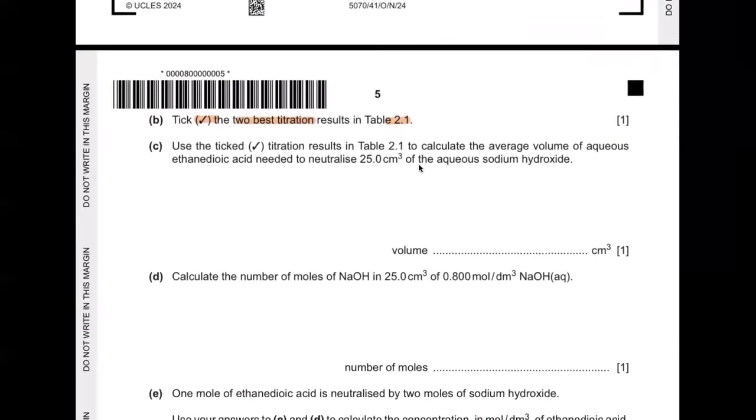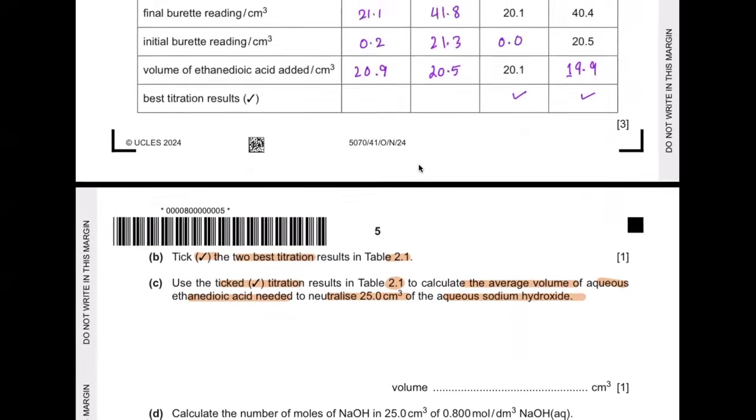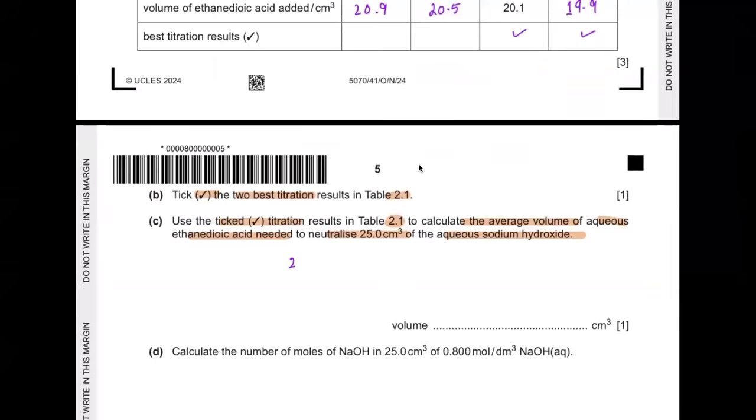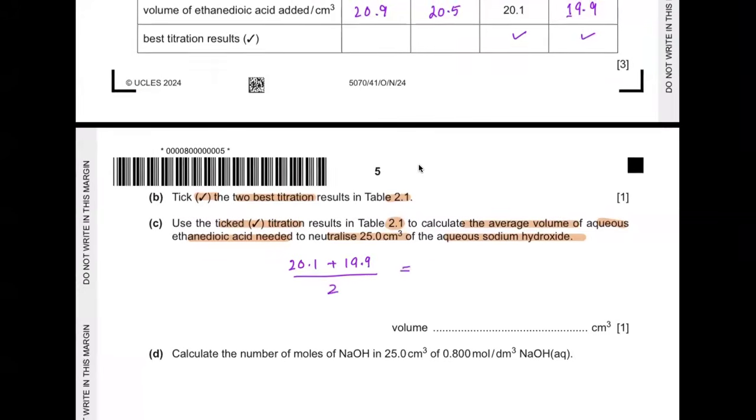Now, part C, use the ticked titration results in table 2.1. Calculate the average volume of the aqueous ethanedioic acid needed to neutralize 25 cm³ of aqueous sodium hydroxide. So, for the average volume, the two values which you ticked, you are going to take those two and divide by 2. So on dividing by 2, what we will get? We will get 20.0. So the average volume is 20.0.